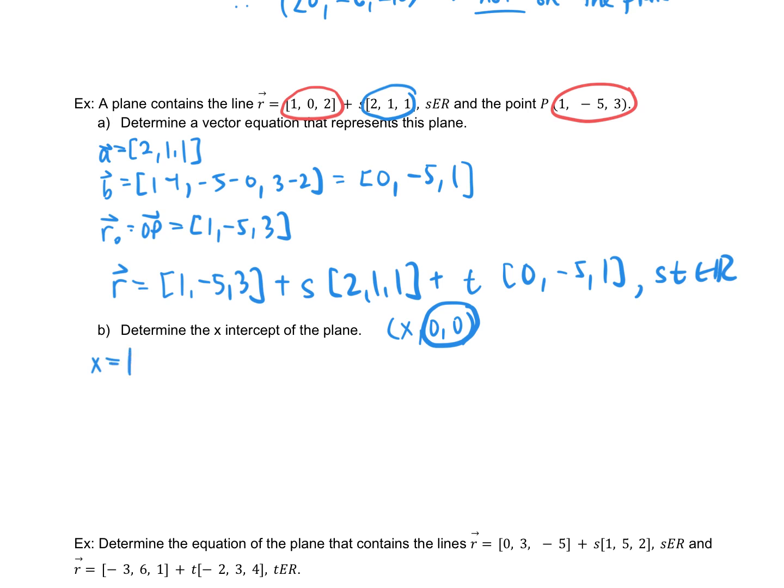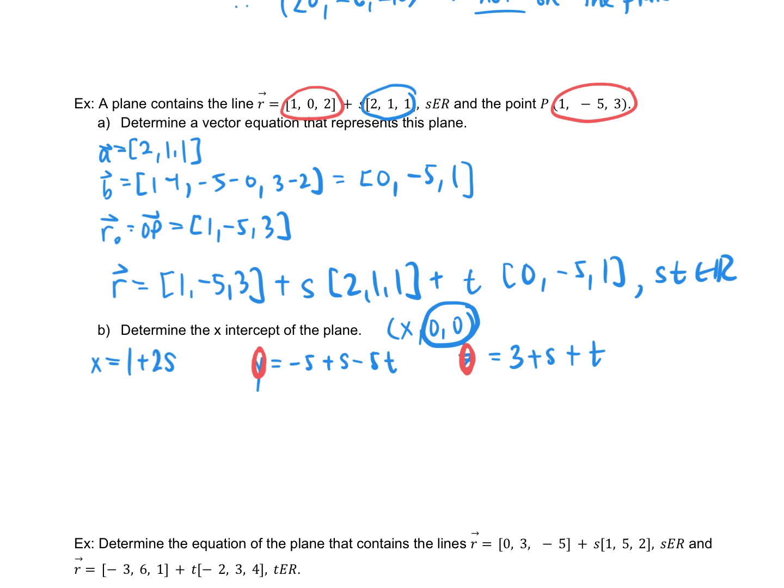x equals 1 plus 2s plus 0t. That's nice. y equals negative 5 plus s minus 5t. z equals 3 plus s plus t. Now, if I know y and z are both 0, I'm going to swap that in. And now I'm going to solve using substitution or elimination. Now, because my s's already match, that's great. I'm going to eliminate the s's.